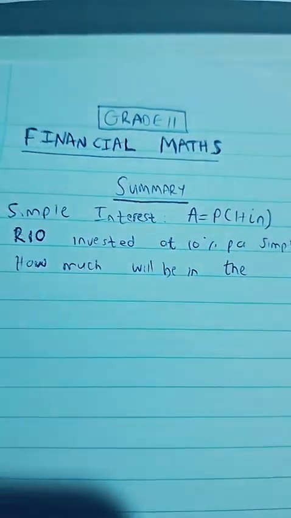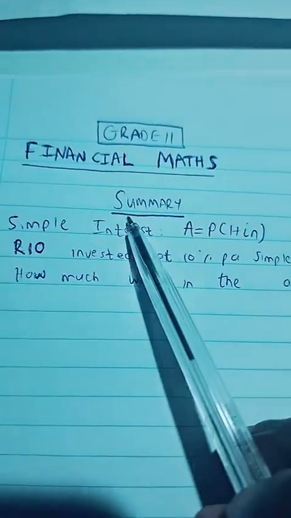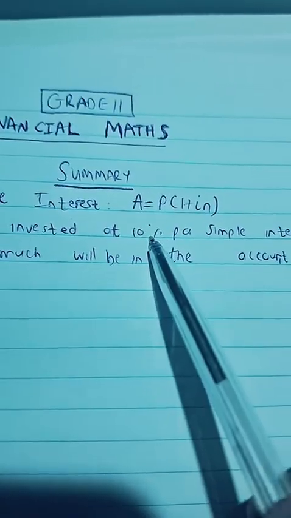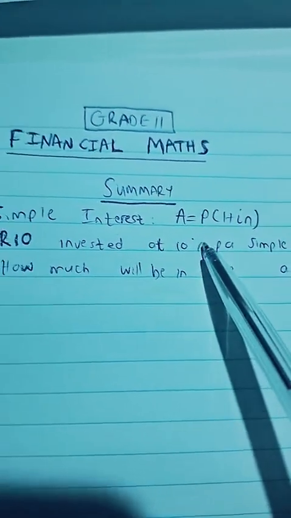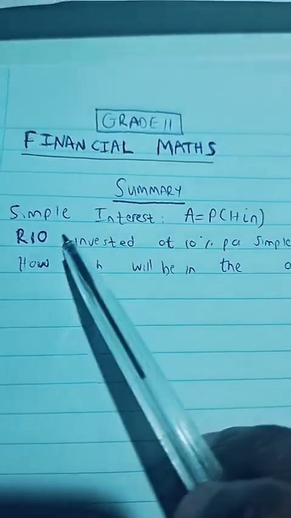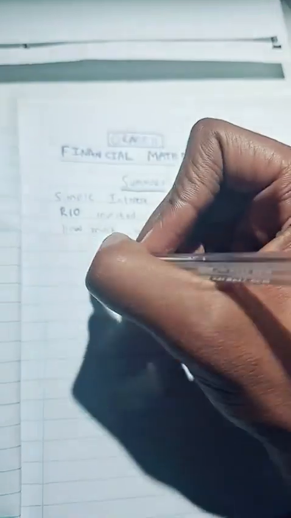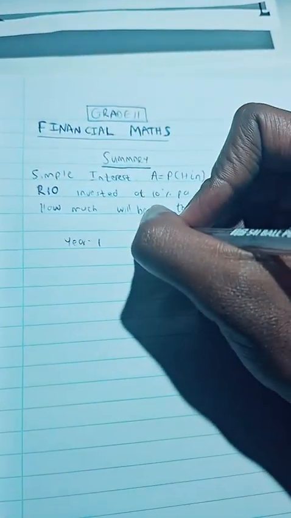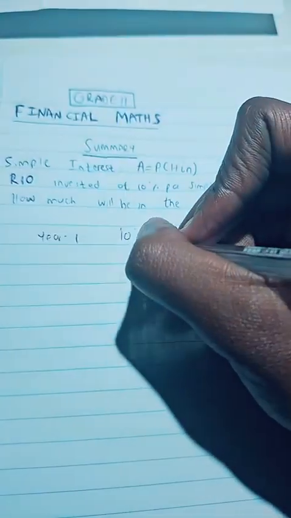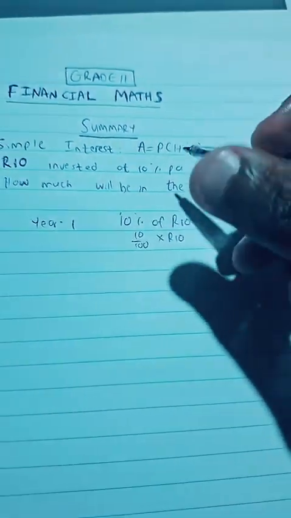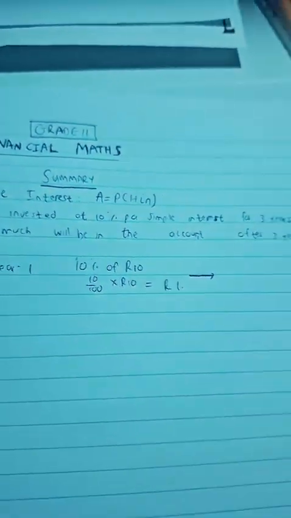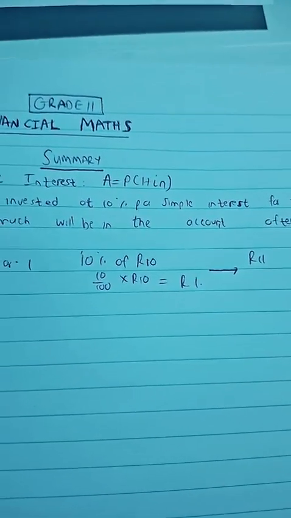But I want us to understand what we mean by the fact that simple interest is interest that is calculated based on the original amount. Every single year, my savings account is going to have added onto it 10% of this amount. Let's say year one: what is 10% of 10 Rand? That's 10 over 100 times 10 Rand, which is 1 Rand. So at the end of the first year, I'm going to have 11 Rand in my account. Does that make sense?